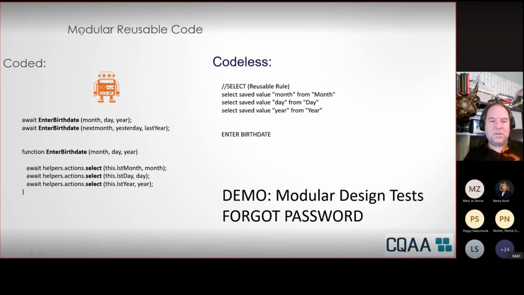Okay. Next thing we're going to talk about is, hey, there should be modular design. So I've got this field called Enter Birthday, and I'm putting in the month, the day, and the year, but then I'm going to do it again. I'm going to change it to next month, yesterday, born yesterday, actually 366 days ago, yesterday and last year. And then all this doesn't need to be replicated. We just put it into a birth date that says go and select this information, month, day, and year, and we're passing it in each time. So we're reusing this code rather than typing it into every single test case.